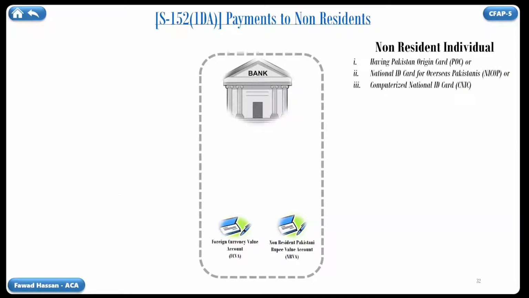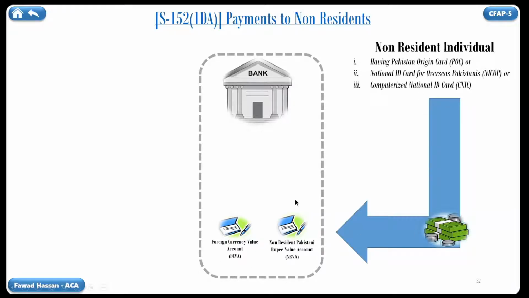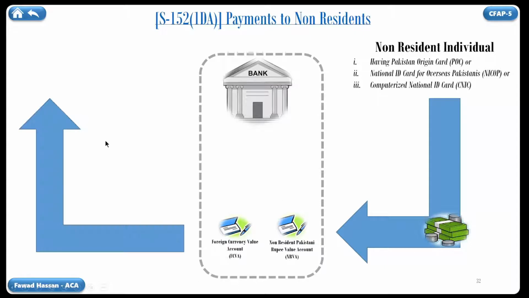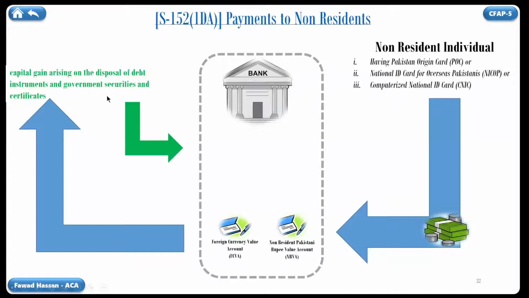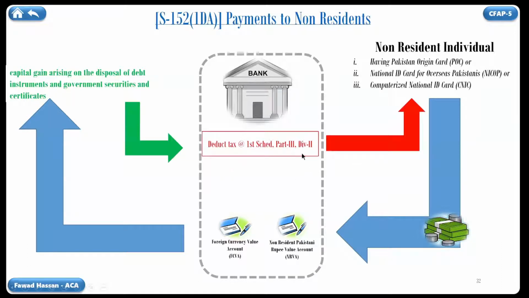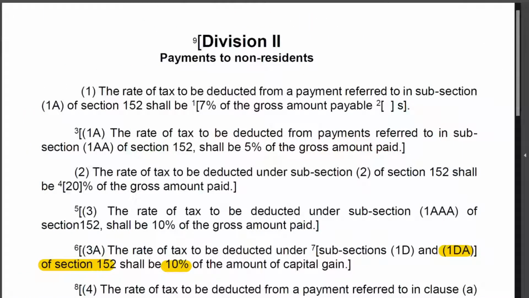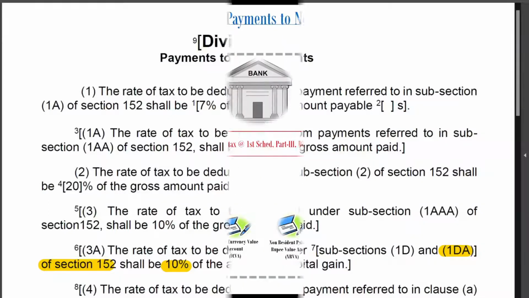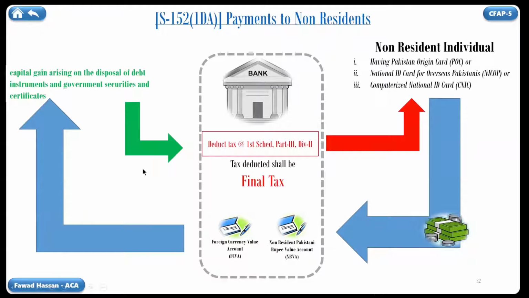Keep in mind that this section is only about taxation of non-resident individuals. The transaction flow will be such that the non-resident individual investor will deposit funds in FCVA or NRVA. Then will use these funds to invest in debt securities. Capital gain arising on the disposal of debt instruments and government securities will be credited to FCVA or NRVA. The Pakistani bank will deduct tax from these capital gains. Click on the red box to know the rate of tax. The tax rate applicable is 10%. This deducted tax is final tax on the income of the non-resident individual investor.